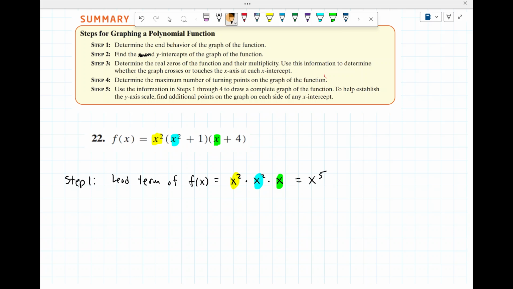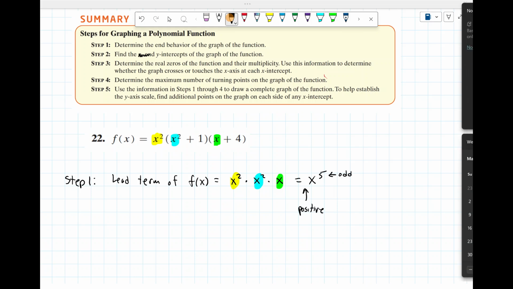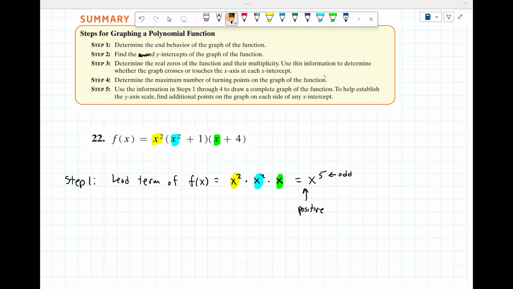What does this tell me about my end behavior? Well, again, this is positive, and this is odd. That means that my graph is going to have the same end behavior as f of x equals x to the third. So it looks something like this. It goes to negative infinity on the left, positive infinity on the right. And we are done with our end behavior.